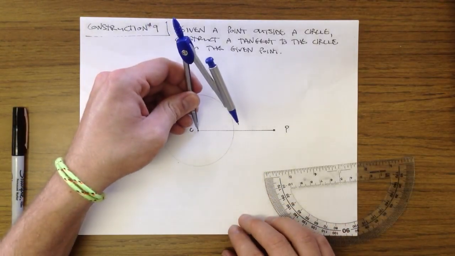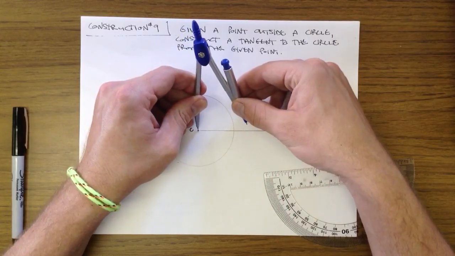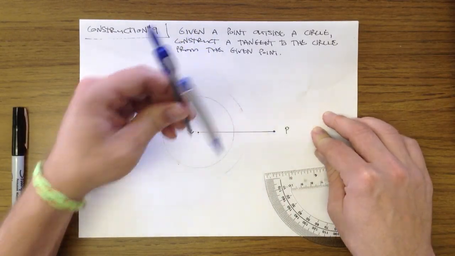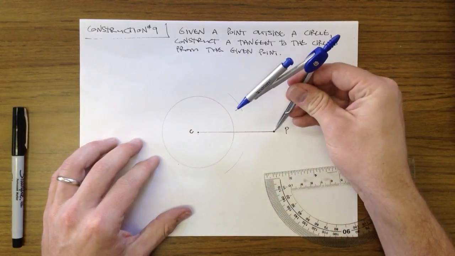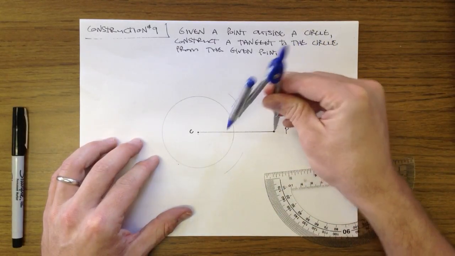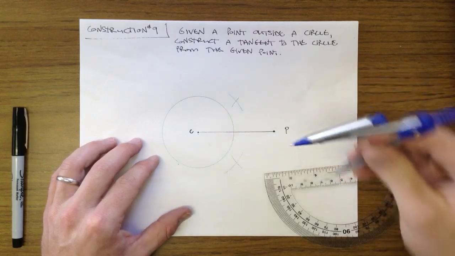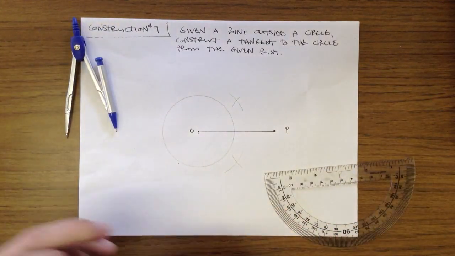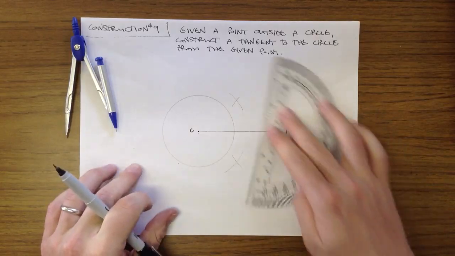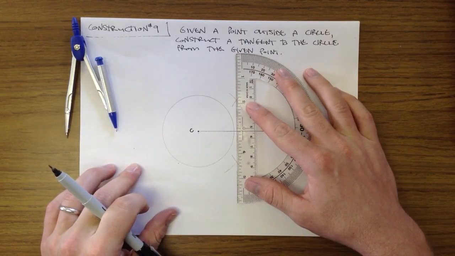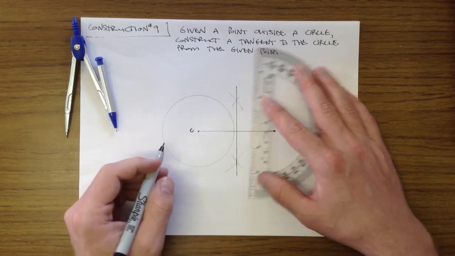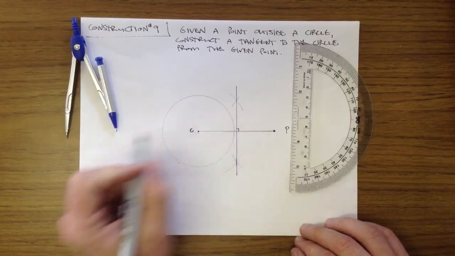So using your compass, pick a length that is more than halfway, and draw an arc above and below. Without changing the length on your compass, move to point P and do the same thing. Now those 2 points where our arcs intersect, those both lie on the perpendicular bisector. So we are going to draw that line right now. So we've got this line right here, that's the perpendicular bisector of CP.